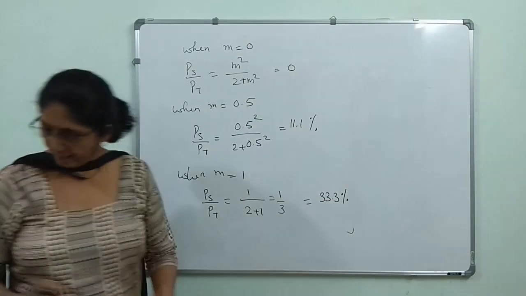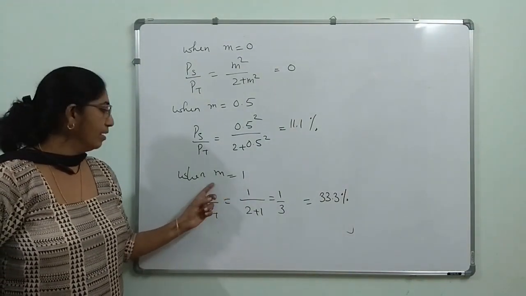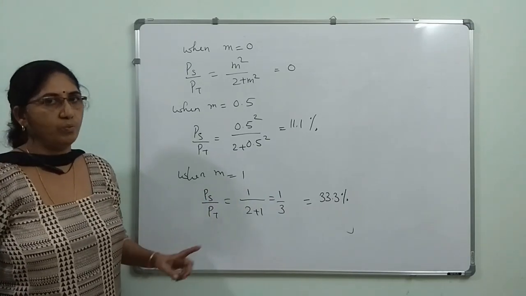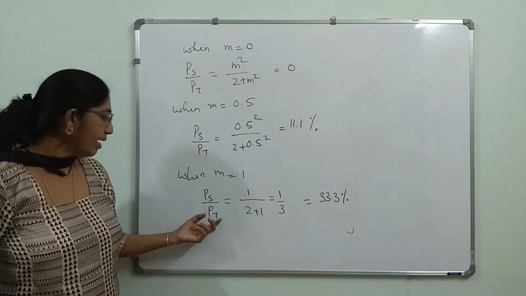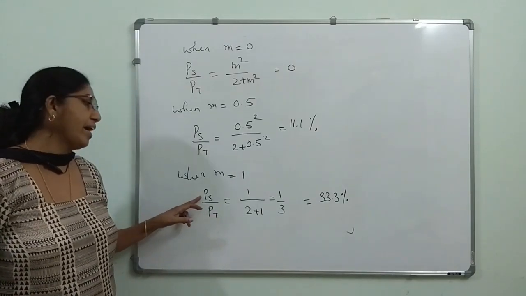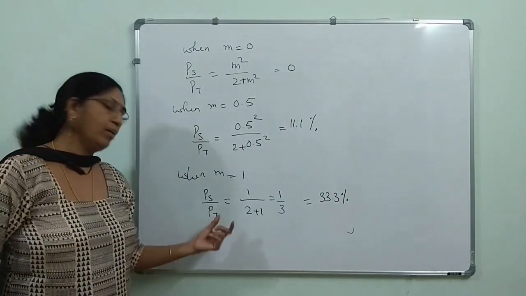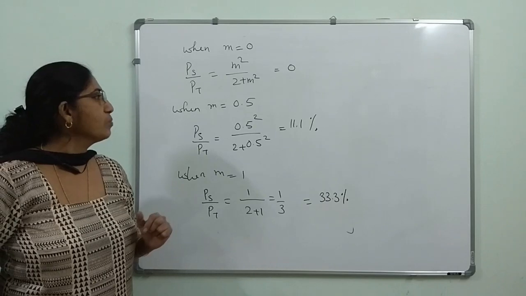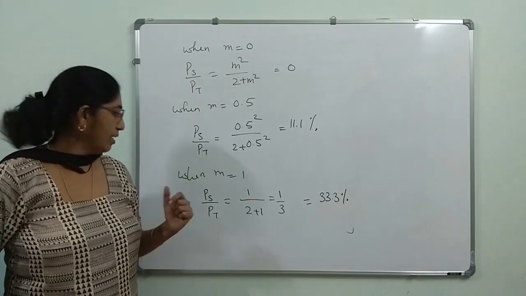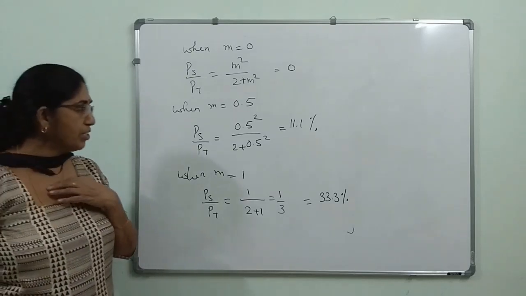So we have to understand that even if the modulation is 100%, that is, modulation index is 1 and it is 100% modulation, in that case itself the power in the sideband is only 33.3%. That means of the total power, the sideband carries very less power. So that is one thing we have to consider when you are considering amplitude modulation. So this is one of the limitations also.